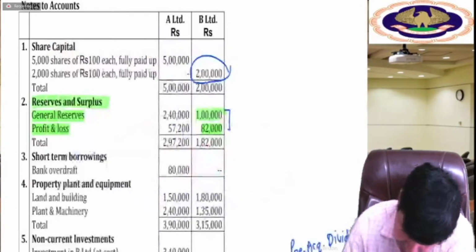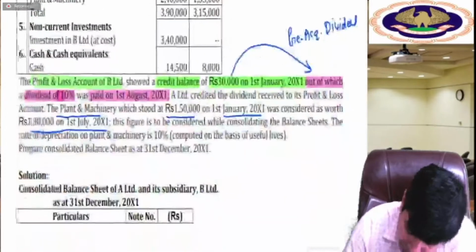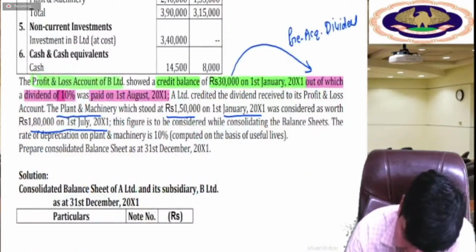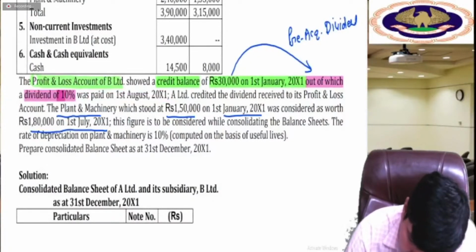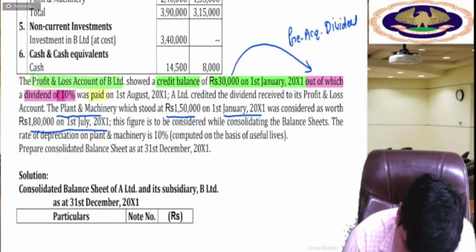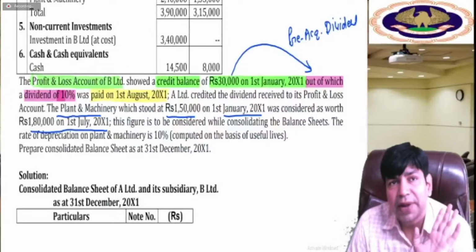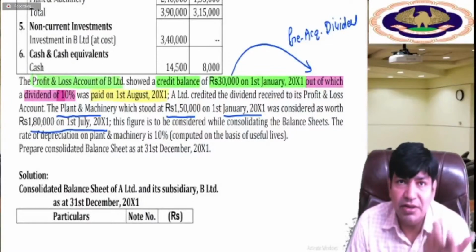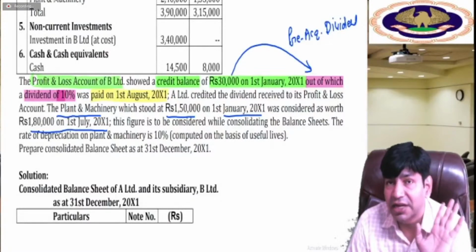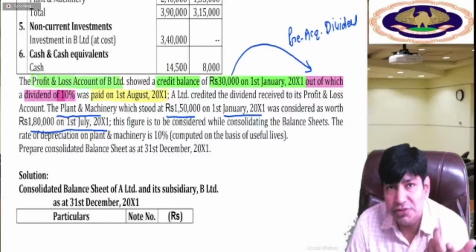Beta, see what the question is saying. Beta ji, focus on this. I am highlighting it with yellow. The question is saying dividend 10% was paid on this date. Okay, beta. It clearly implies declared and paid on that date. This is the final dividend. Final dividend is declared, not proposed.